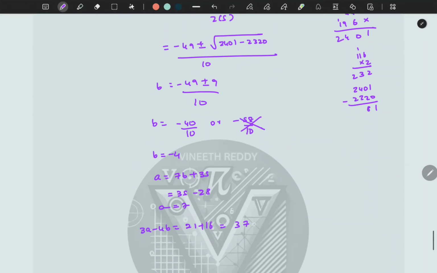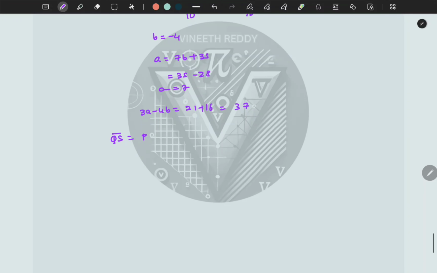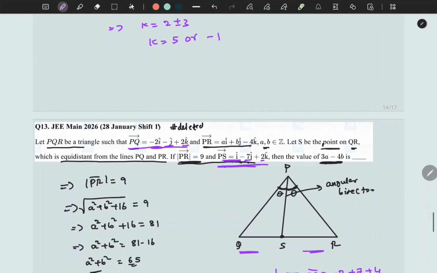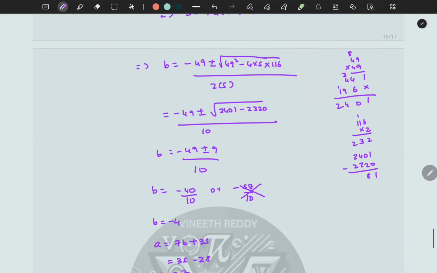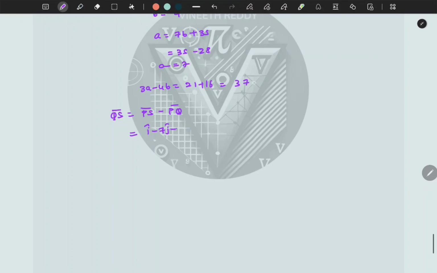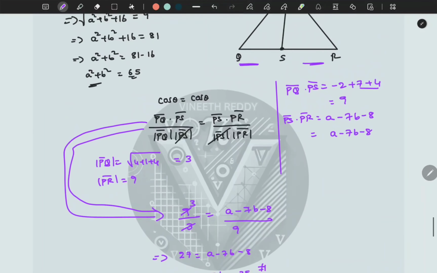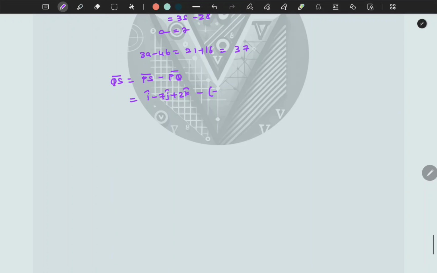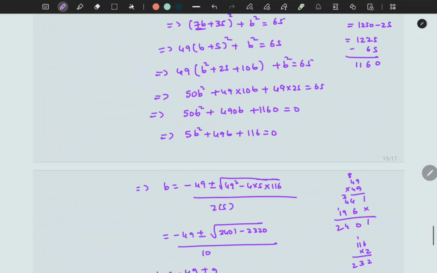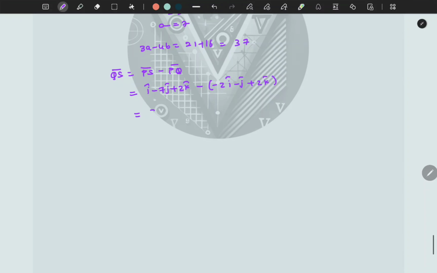What will QS vector be? QS vector will be PS vector minus PQ vector, right? And what is PS vector, dear students? PS vector is i minus 7j plus 2k. What is PQ vector? PQ vector is minus 2i minus j plus 2k. So ultimately we get i plus 2i is 3i, minus 7 plus 1 is minus 6, 2 minus 2. Yeah, so this is QS vector.